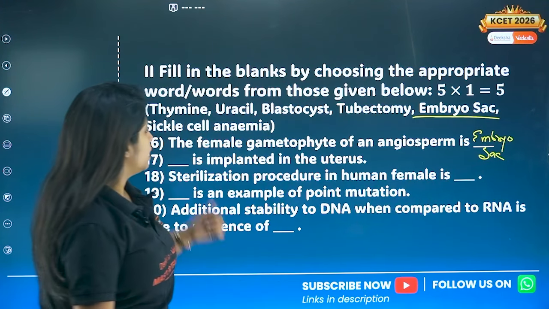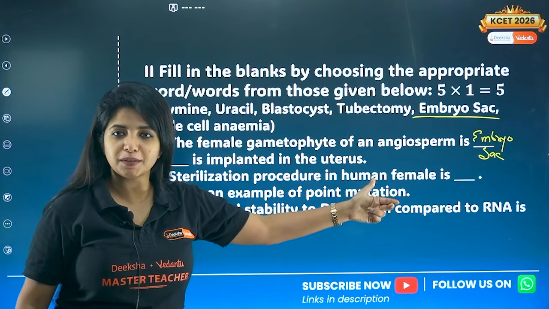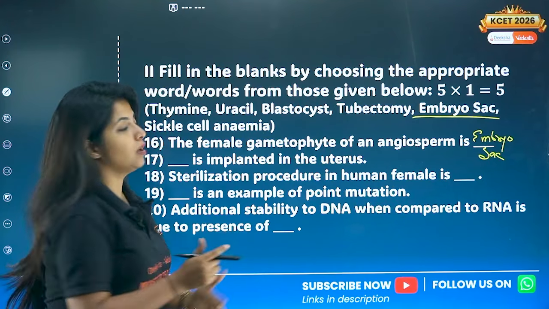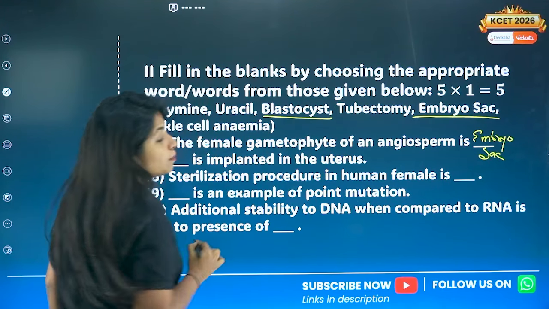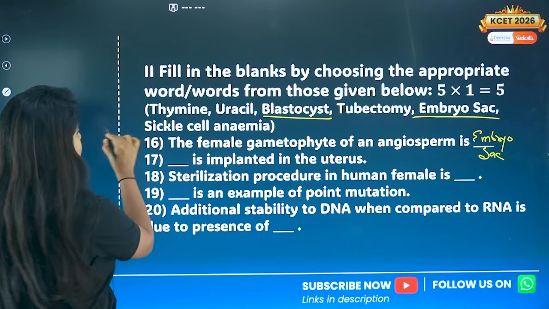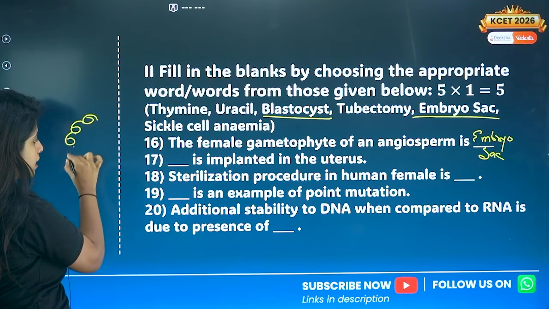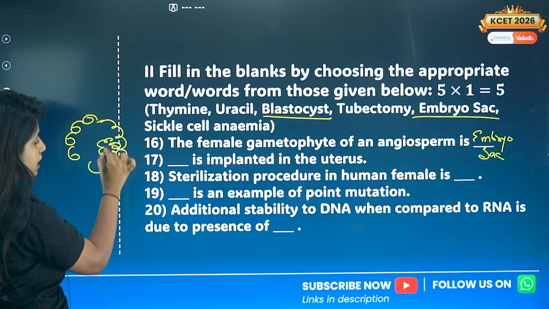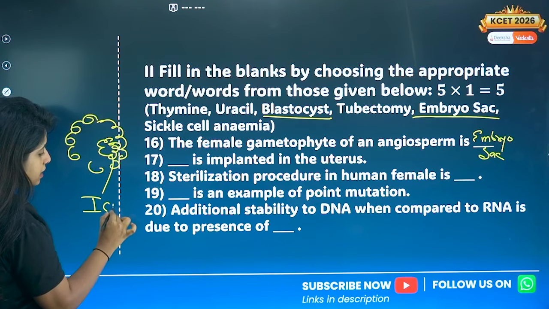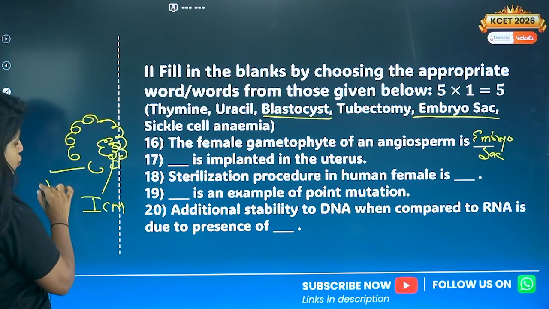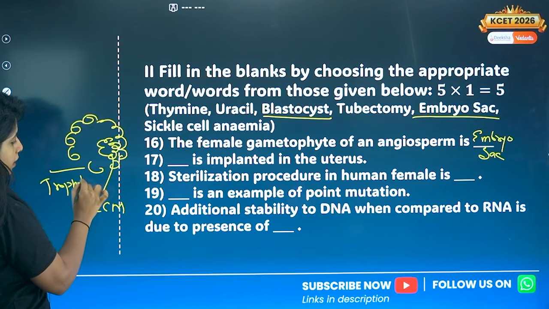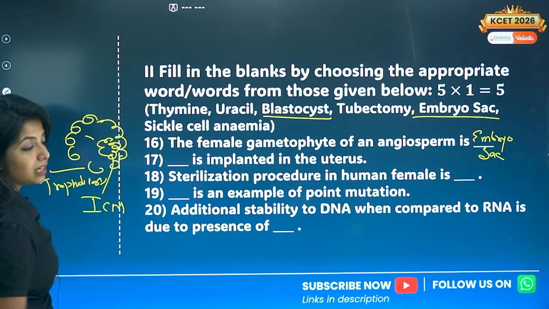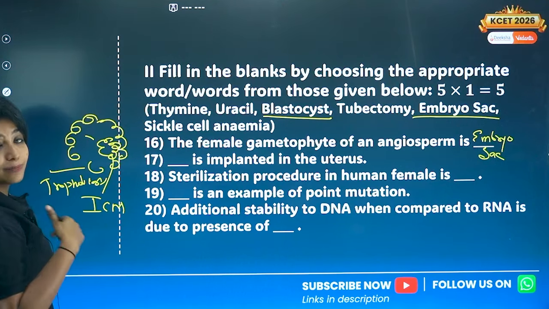Now, dash is implanted in the uterus. What is implanted inside the uterus, my dear children? It would be a stage of embryo. What do you call the stage? You call the stage as blastocyst stage. What is so special about this stage? There are cells like this outside, and there will be a mass of cells over here inside. This is known as inner cell mass, and this is known as trophoblast. And there is a blastocoel, a cavity over here. Together, all of it you call as blastocyst.